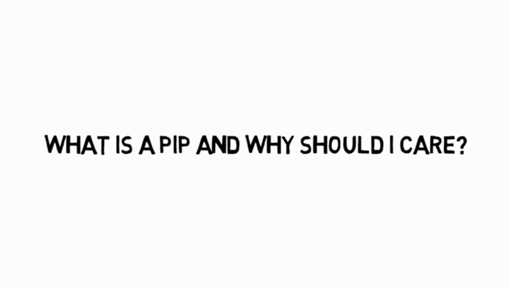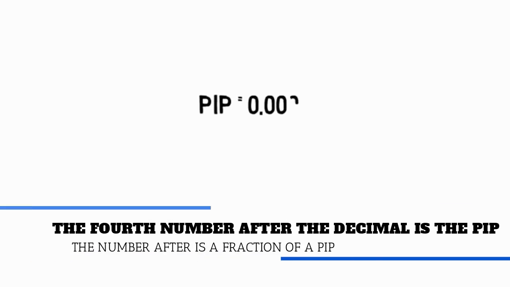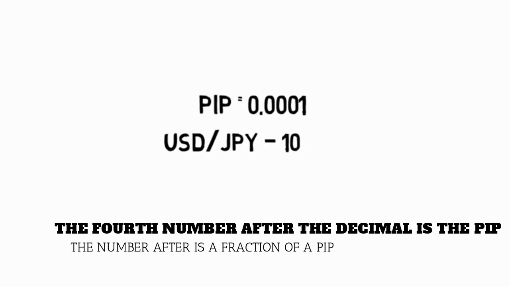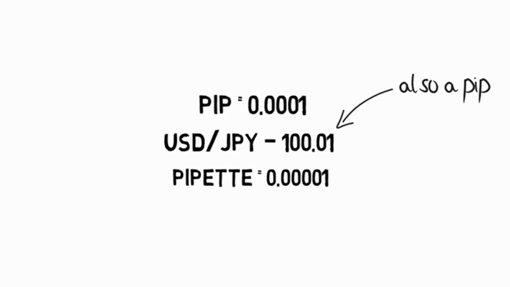A pip is a measurement of the amount of change in the exchange rate for a currency pair. For currency pairs displayed to 4 decimal places, 1 pip is equal to 0.0001. The exception here is all the yen-based pairs, which are quoted with only 2 decimal places. Nowadays, some brokers offer fractional pips or pipettes to provide extra precision, displayed as a 5th decimal place.